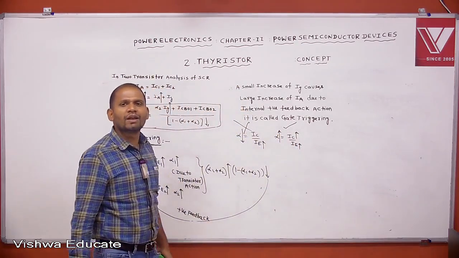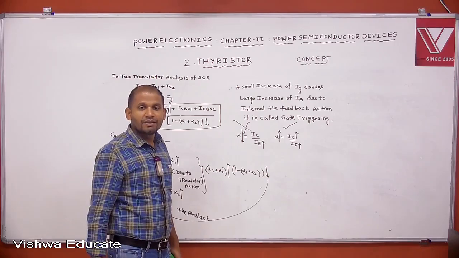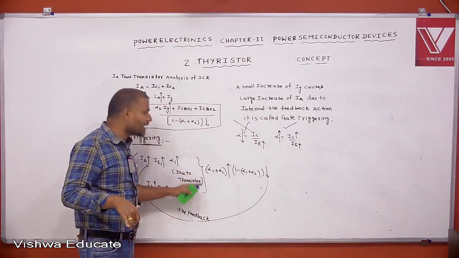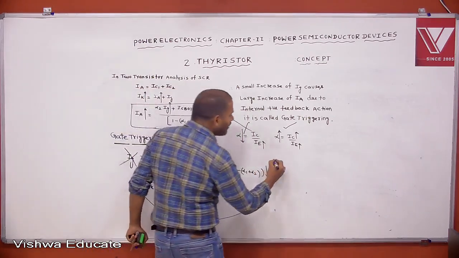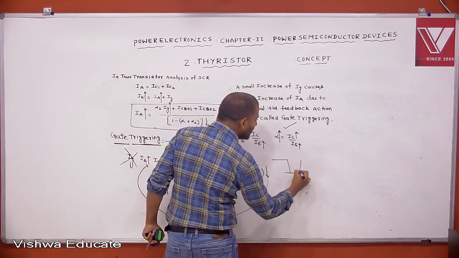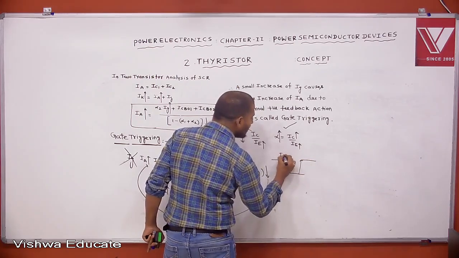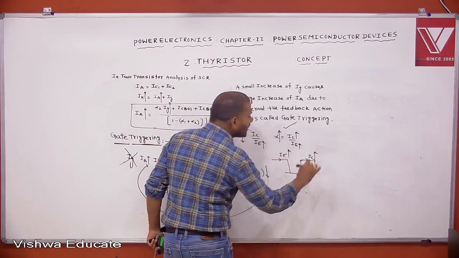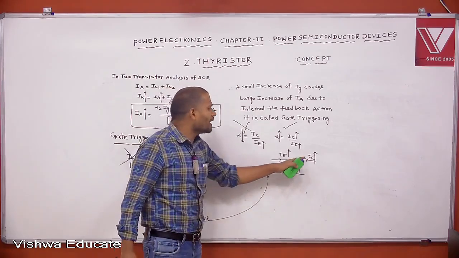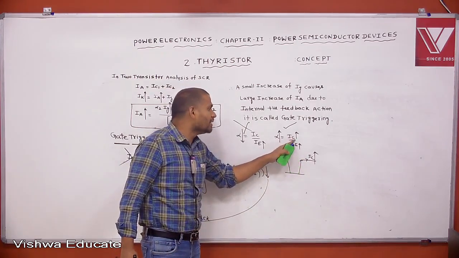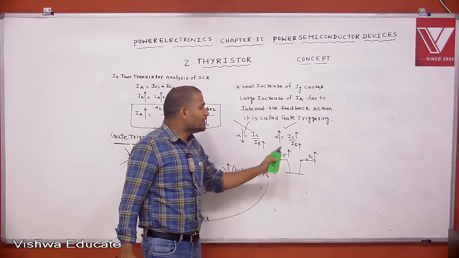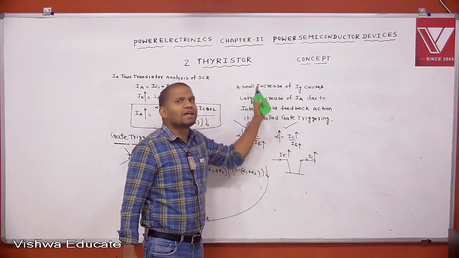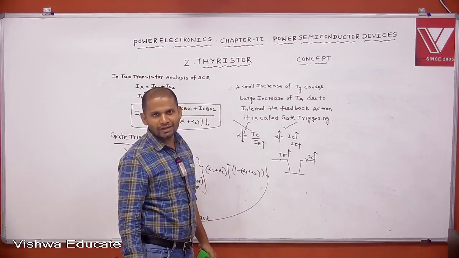That is due to internal positive feedback action. That is due to internal transistor action. What I am telling is, it is a common base configuration. If you assume it is a common base configuration, this is the emitter current, this is the collector current. If the emitter current increases, the collector current also increases. But the increase of collector current is more dominant than the increase of emitter current. If the increase of collector current is more dominant than the increase of emitter current, then the current gain also increases. That is due to transistor action.